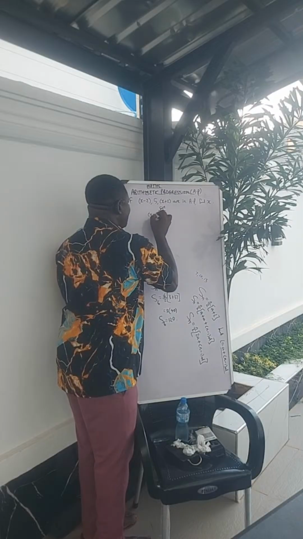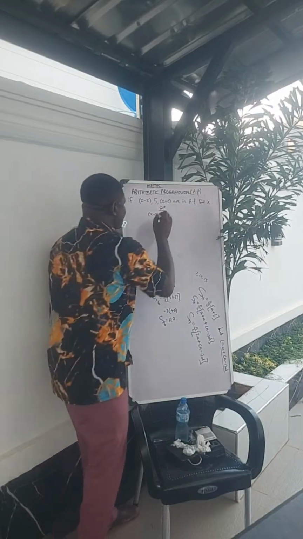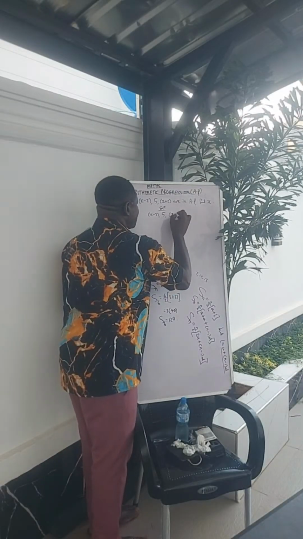I have bracket x minus 2, to show that x minus 2 is a single term on its own. Then this is 5. This is x plus 2.